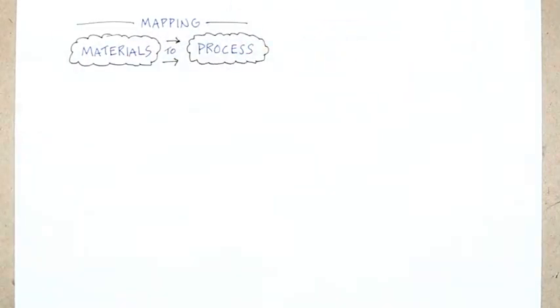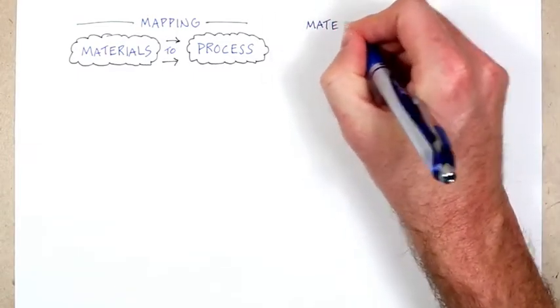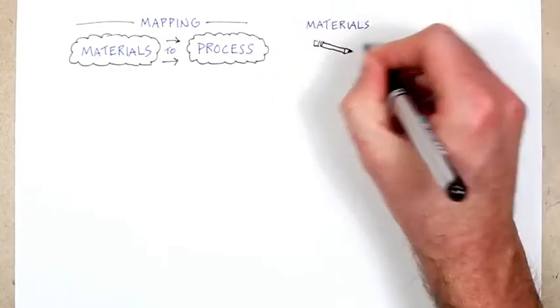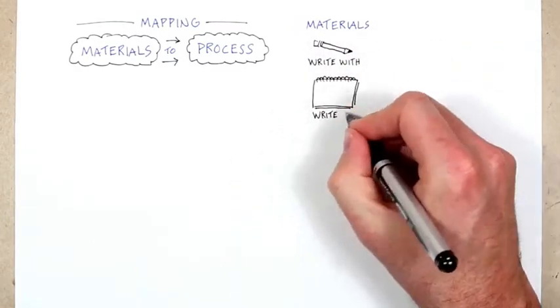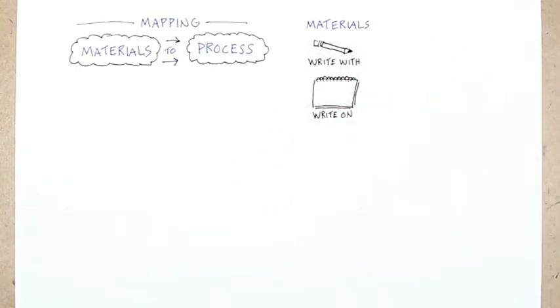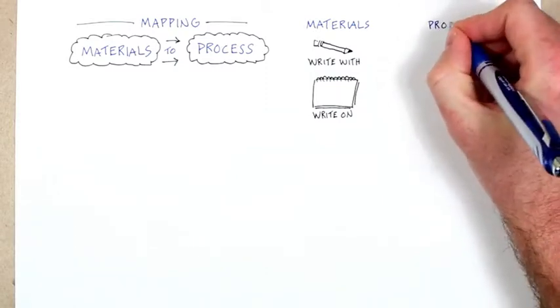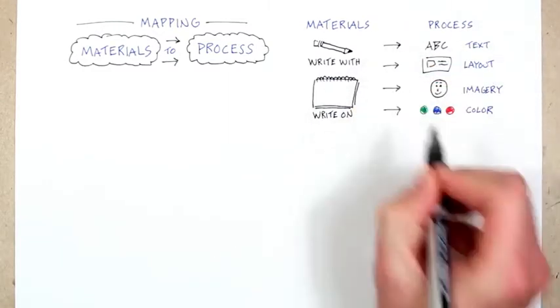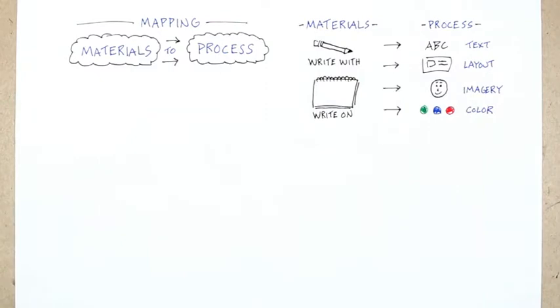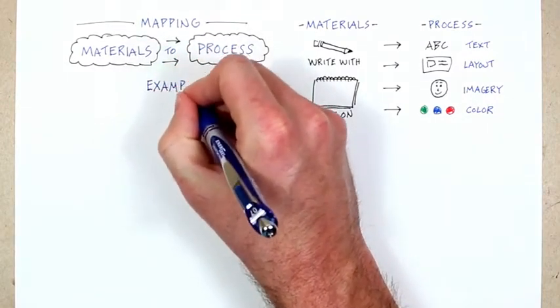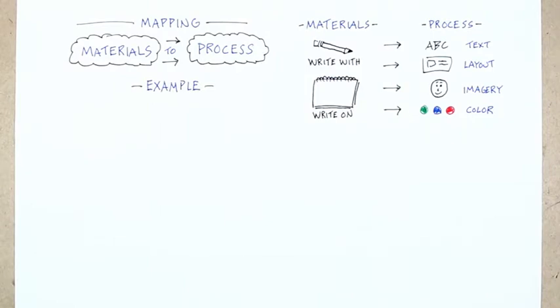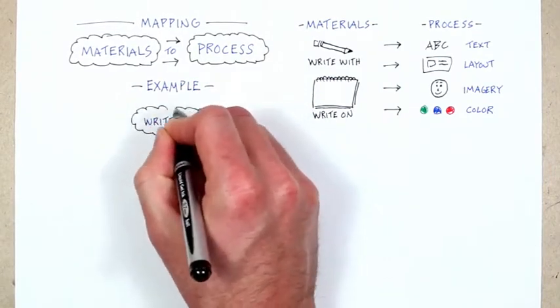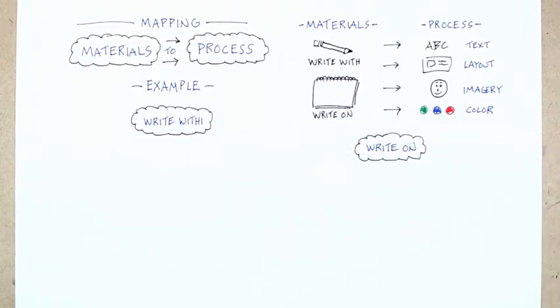Remember that in its simplest form, the only materials that you need in order to take visual notes is something to write with and something to write on. What we will do in this video is make direct connections between the materials that you use and your process for using text, layout, imagery, and color within your notes. I think the best way to show this idea is with an example. So let's do that mapping, first with the materials that you write with, and then with the materials that you write on. For this example, we'll use a few different writing utensils.